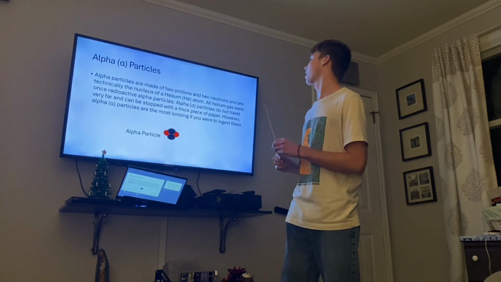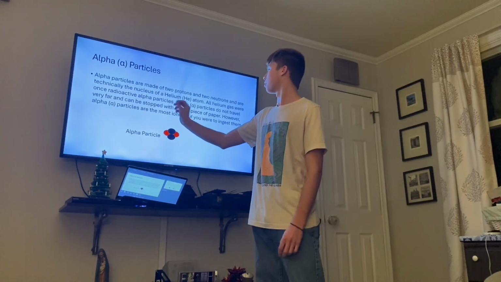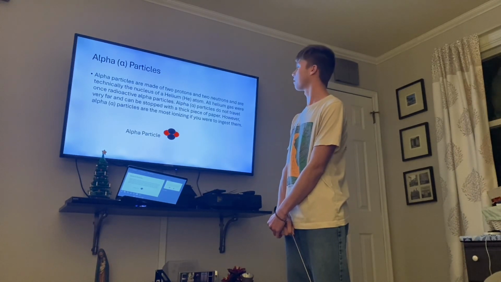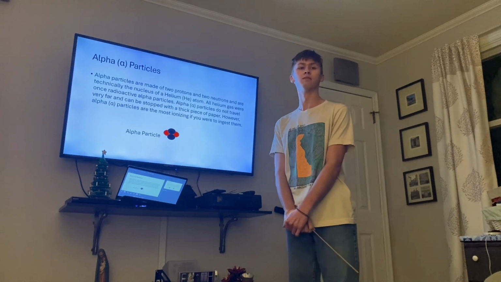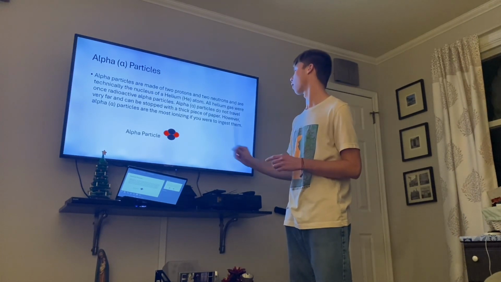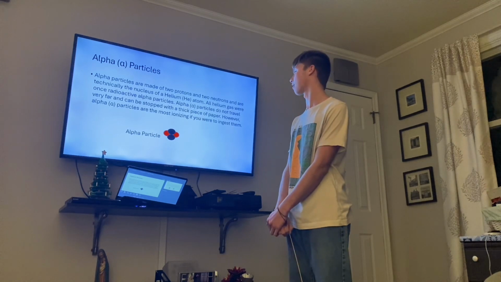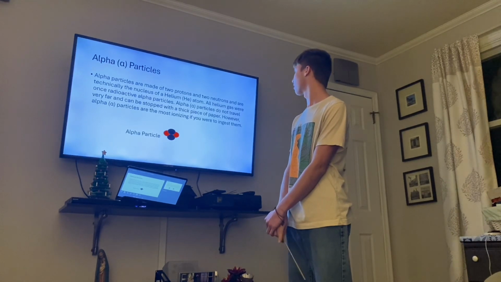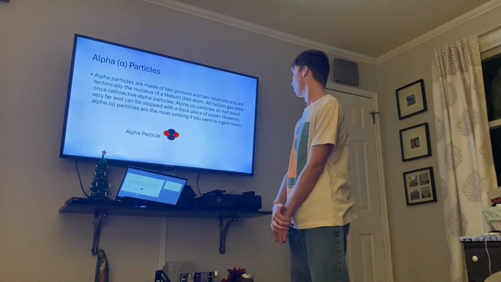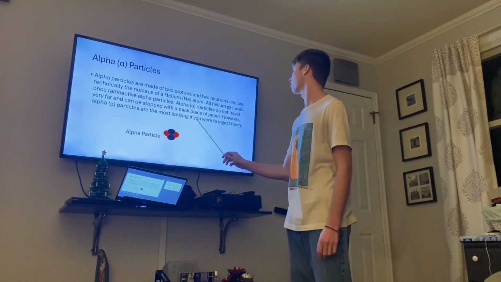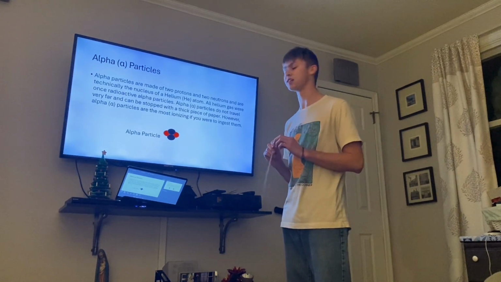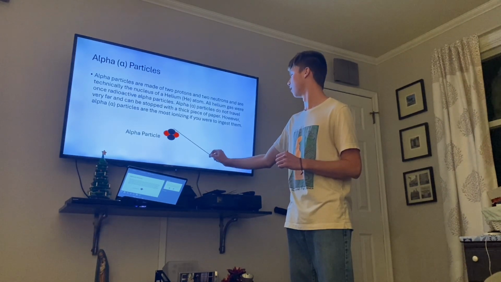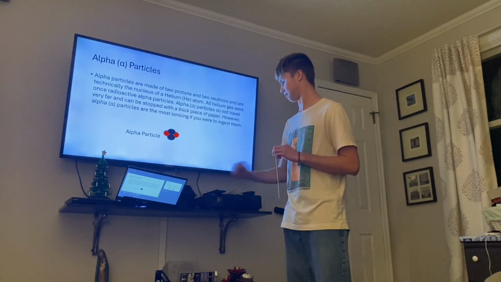The first type we'll be talking about are alpha particles. Alpha particles are made of 2 protons and 2 neutrons, and are technically the nucleus of a helium atom. All helium gas that you fill balloons with were once these radioactive alpha particles billions of years ago. Alpha particles do not travel very far and can be stopped usually with a thicker piece of paper. However, these alpha particles are the most ionizing, which means they're the most danger to you if you were to ingest them. Here's a diagram of what an alpha particle would look like. The 2 protons and the 2 neutrons.